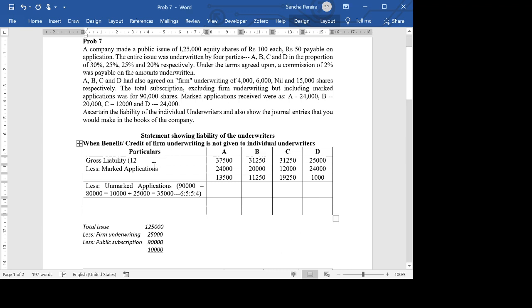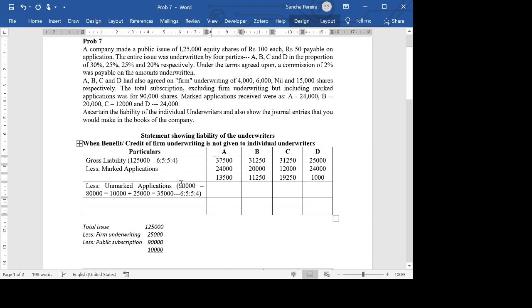You can either divide 1,25,000 in this ratio of 6:5:5:4 or 30%, whatever it is. Yeah, so I'll just write the ratio here because it's easier to write. So we have already done this part. Now to divide this, again I'll just explain this since I've written it here.